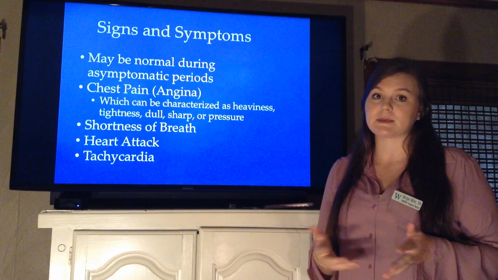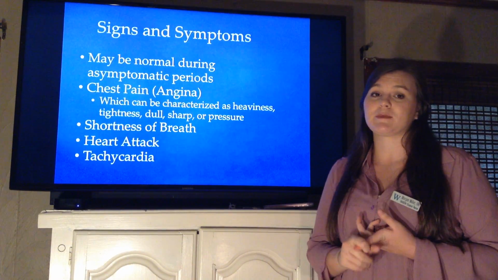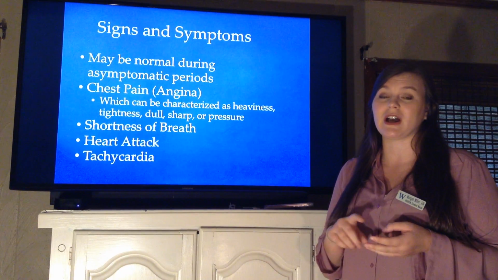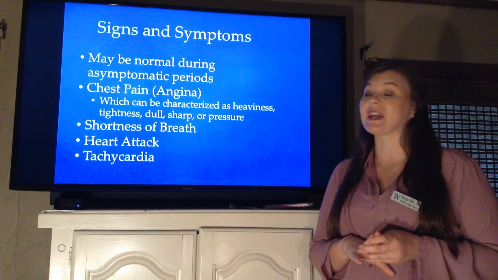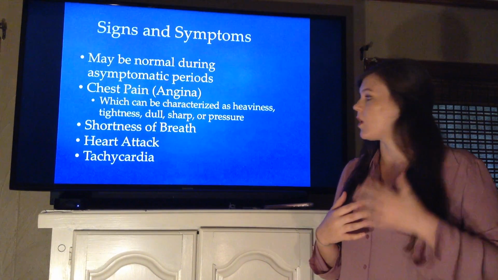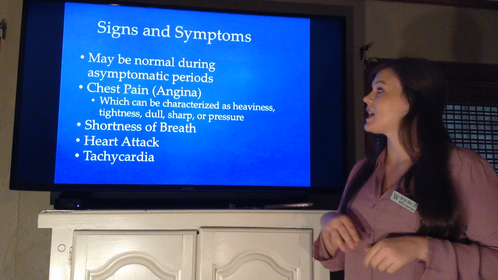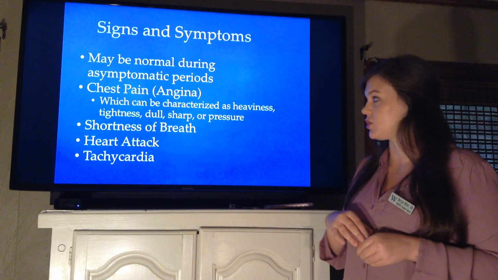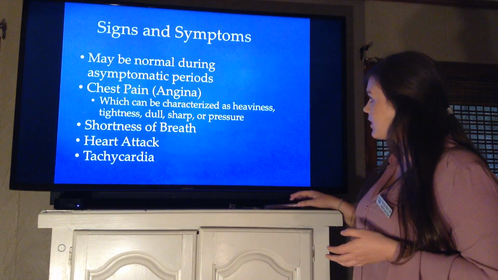Some other signs and symptoms you can have are chest pain or angina, which can be characterized as a tightness in your chest, a pressure, a heaviness. It can be dull, it can be sharp. It can also radiate to your arm and your jaw. Another sign and symptom is shortness of breath. And most of the time when you're having that chest pain, it's more than likely that you're having a heart attack, so make sure you go to the ER. Another sign and symptom is tachycardia.